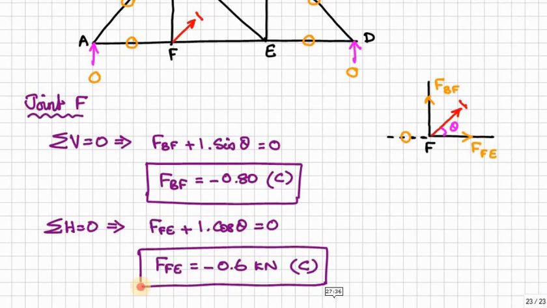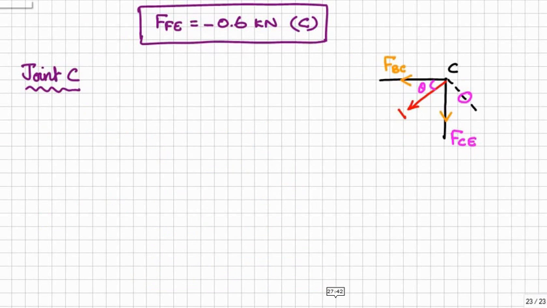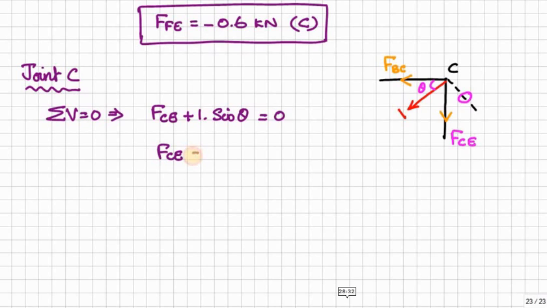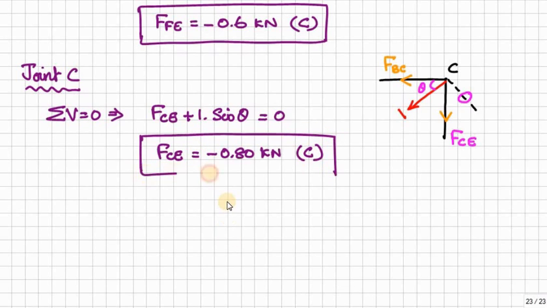So next, consider joint C. Here we have only one unknown force, which is F_CE. Therefore, use sigma V equal to 0. Therefore, F_CE is equal to minus 0.80 kilonewton.